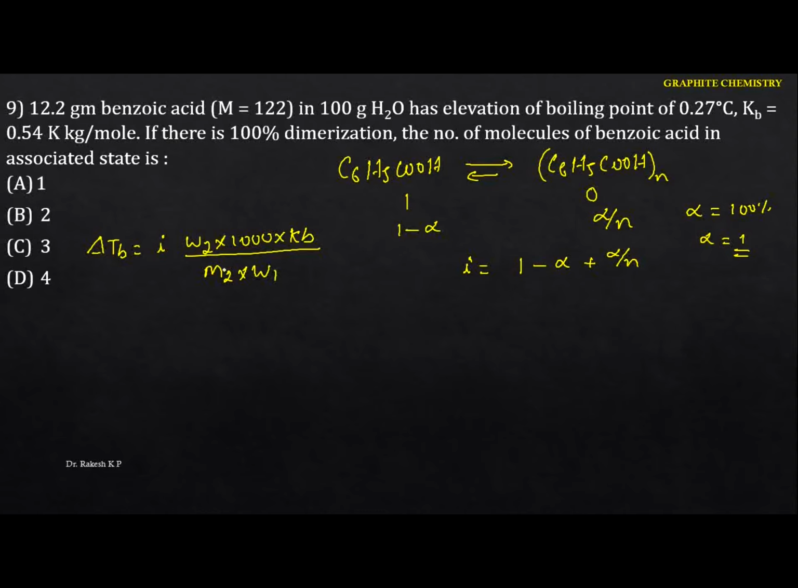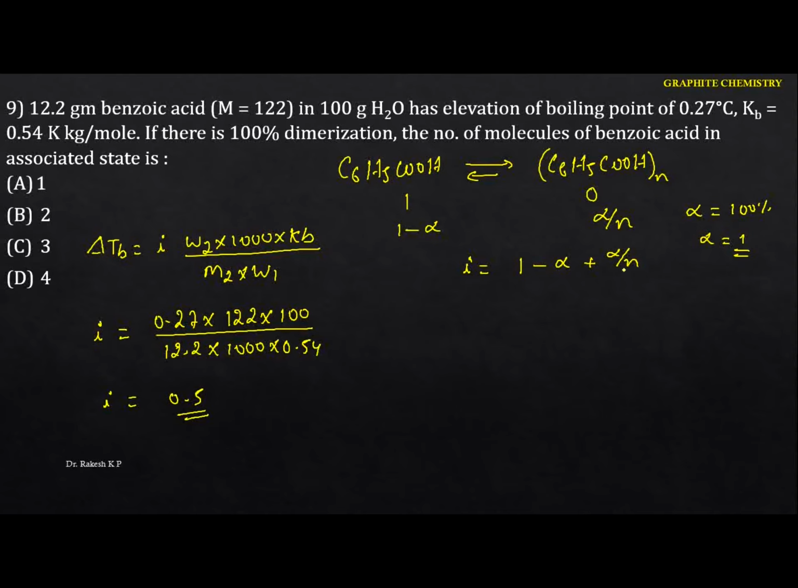So this is nothing but the molality. Now they have given delta TB directly. Now what you have to calculate is the I value. So the delta TB given is 0.27 into molar mass, they have given 122, divided by, sorry, here we have to calculate W1, the mass of the solvent. The mass of the solute is 12.2, into 1000. The KB value is 0.54. So now the I value we got is 0.5.